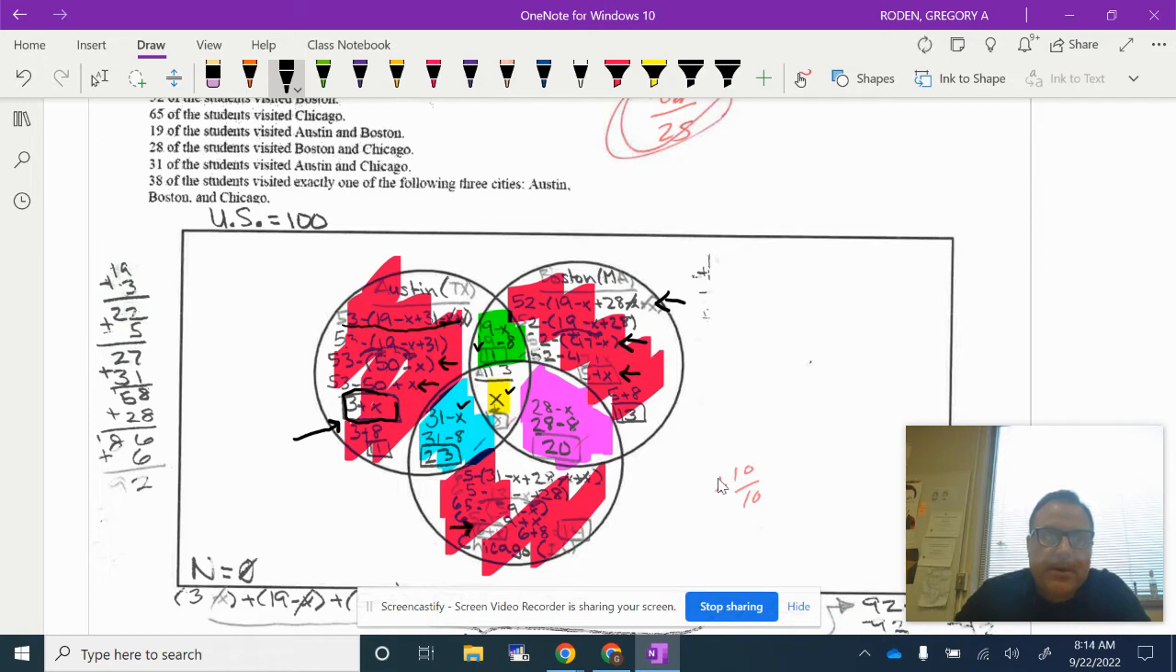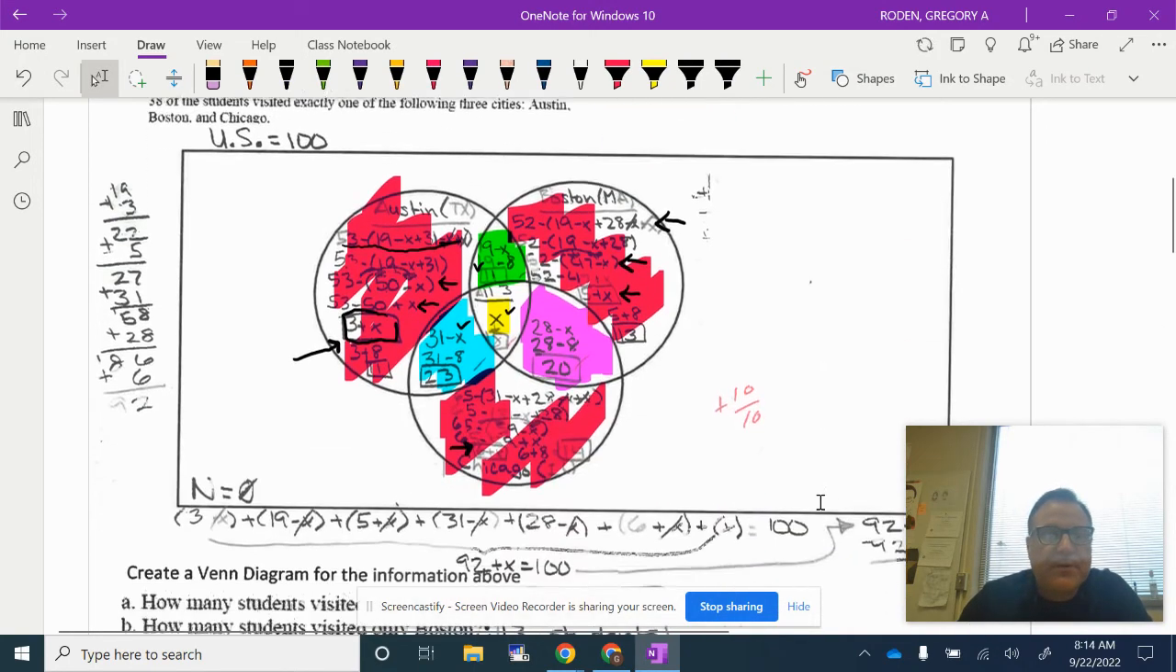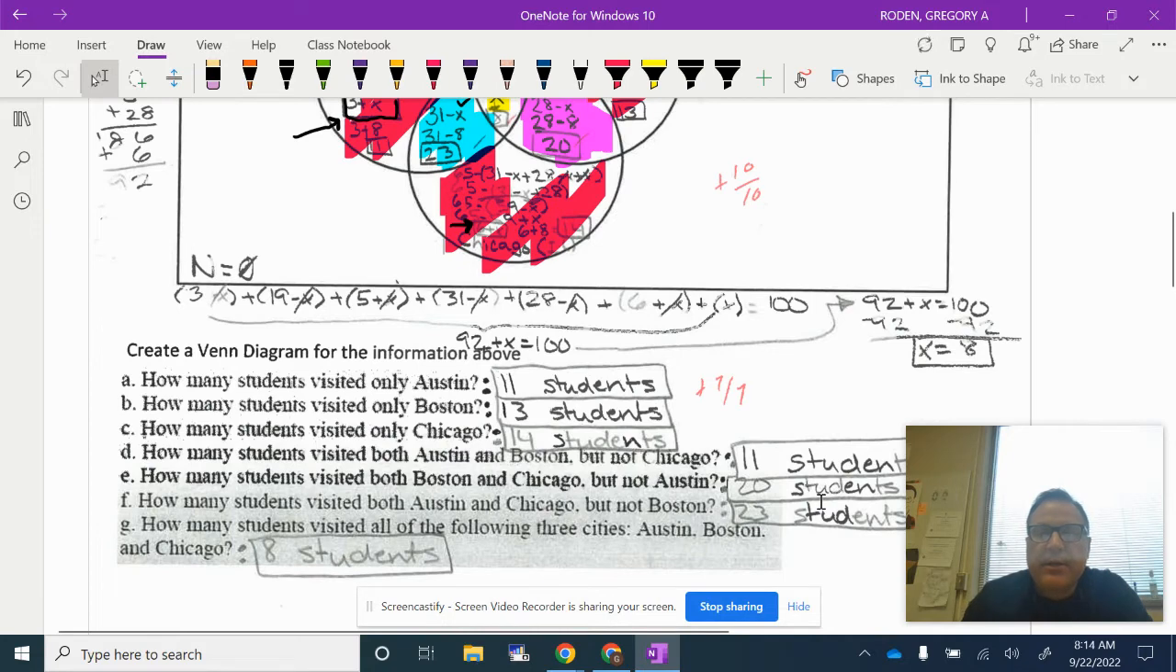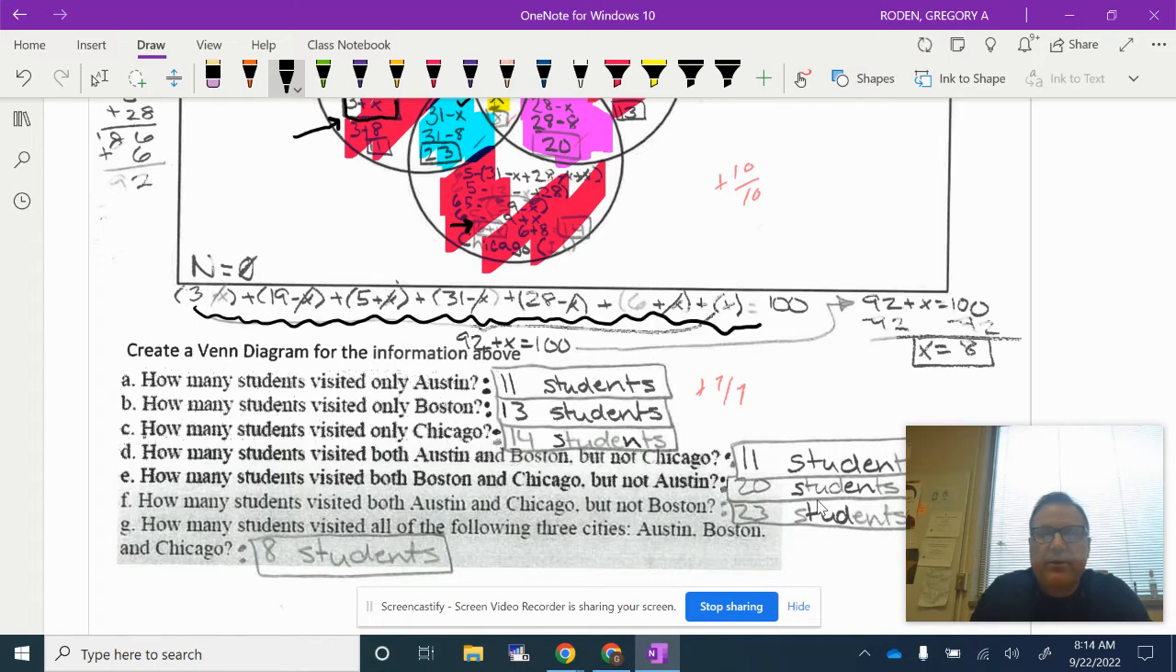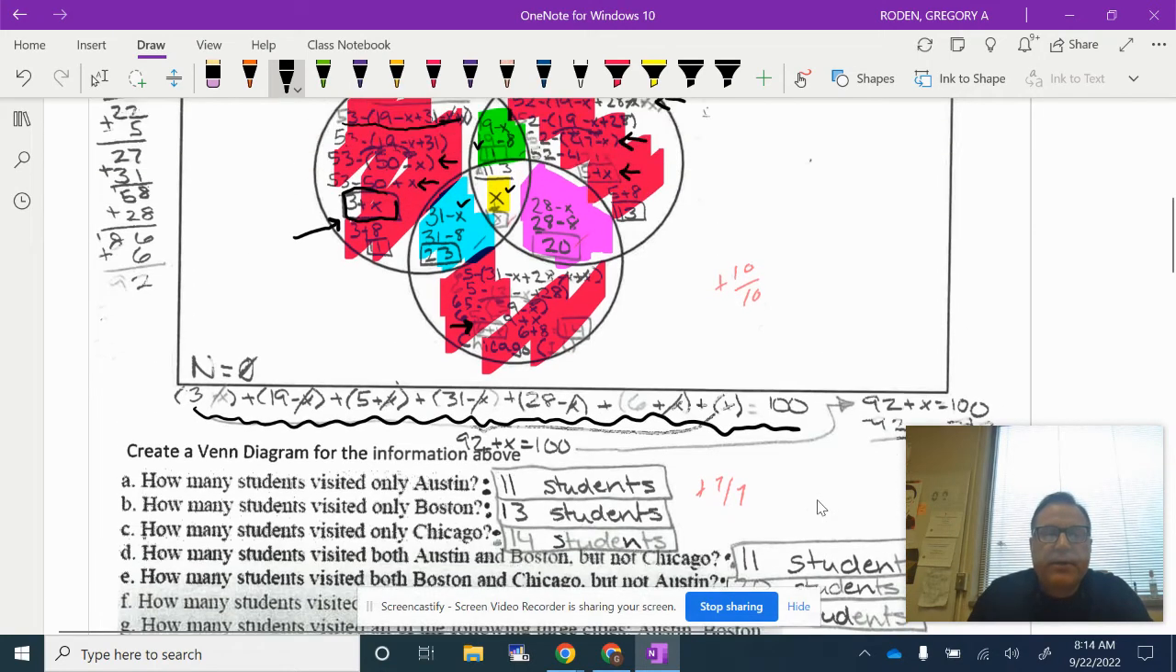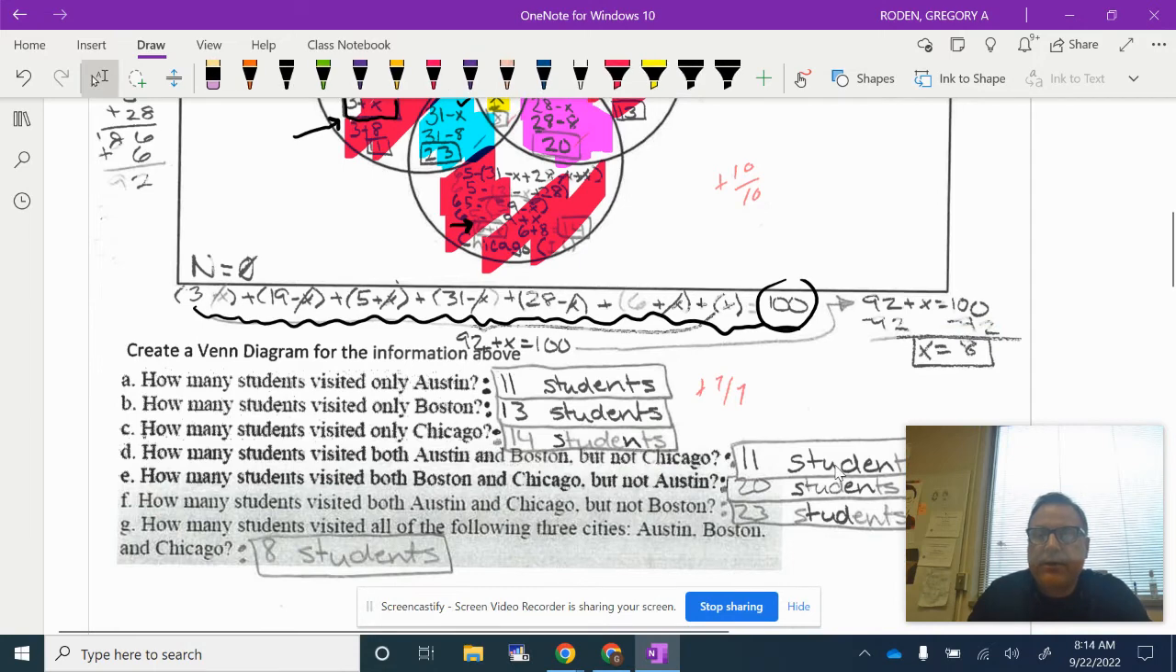Okay, so now you know that there's no one that's not in these circles. So your equation needs to be all this stuff equals 100. You take all of the expressions, every single color, all your circles, the 3 reds plus the green, the yellow, the purple, and the blue, and then you set them equal to 100. And then it just becomes very careful algebra. You want to make sure you get all your algebra done.